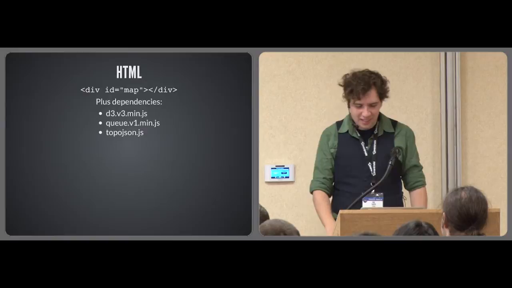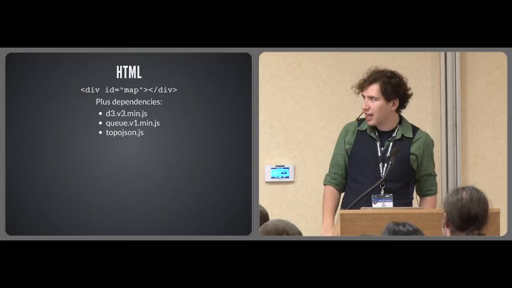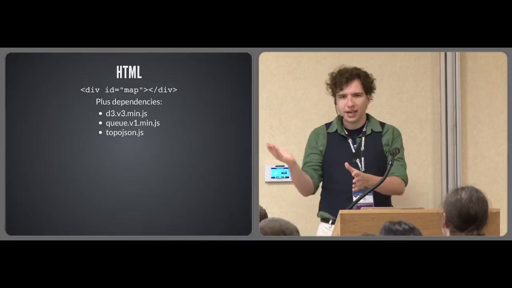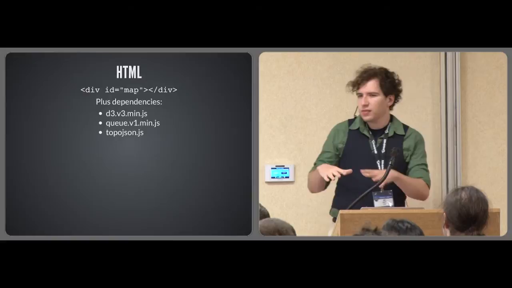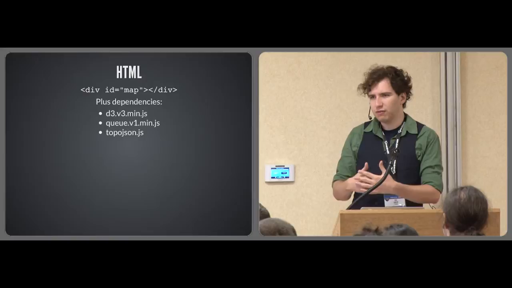To deal with D3, in our HTML, we just add this div with an ID for map that D3 will hook onto and start adding its SVG into, and then start manipulating that SVG inside of it. Then we've got some dependencies like D3 itself. Q helps us to load resources as we need them, and TopoJSON is an extension of GeoJSON that's more compact, so we can get bigger data with less latency.